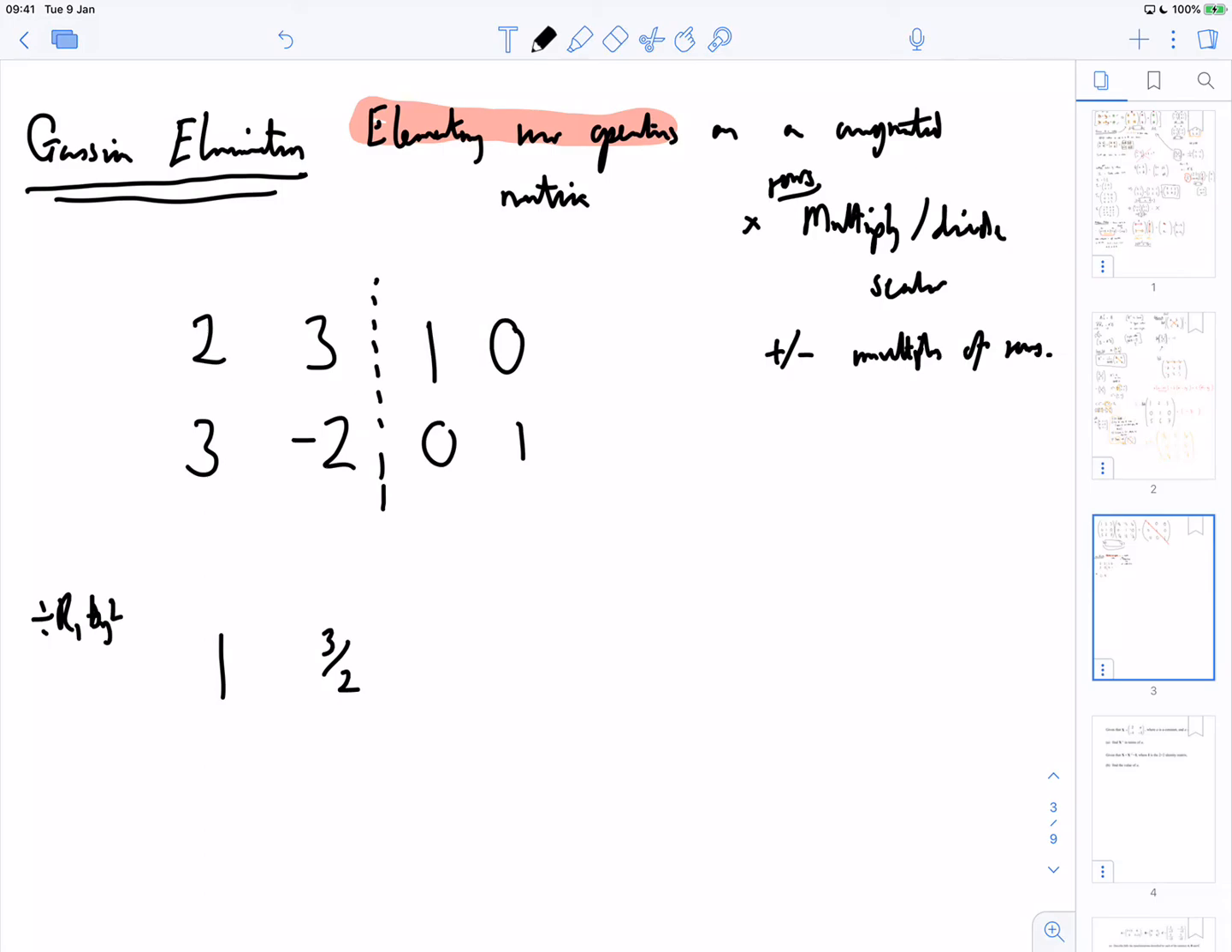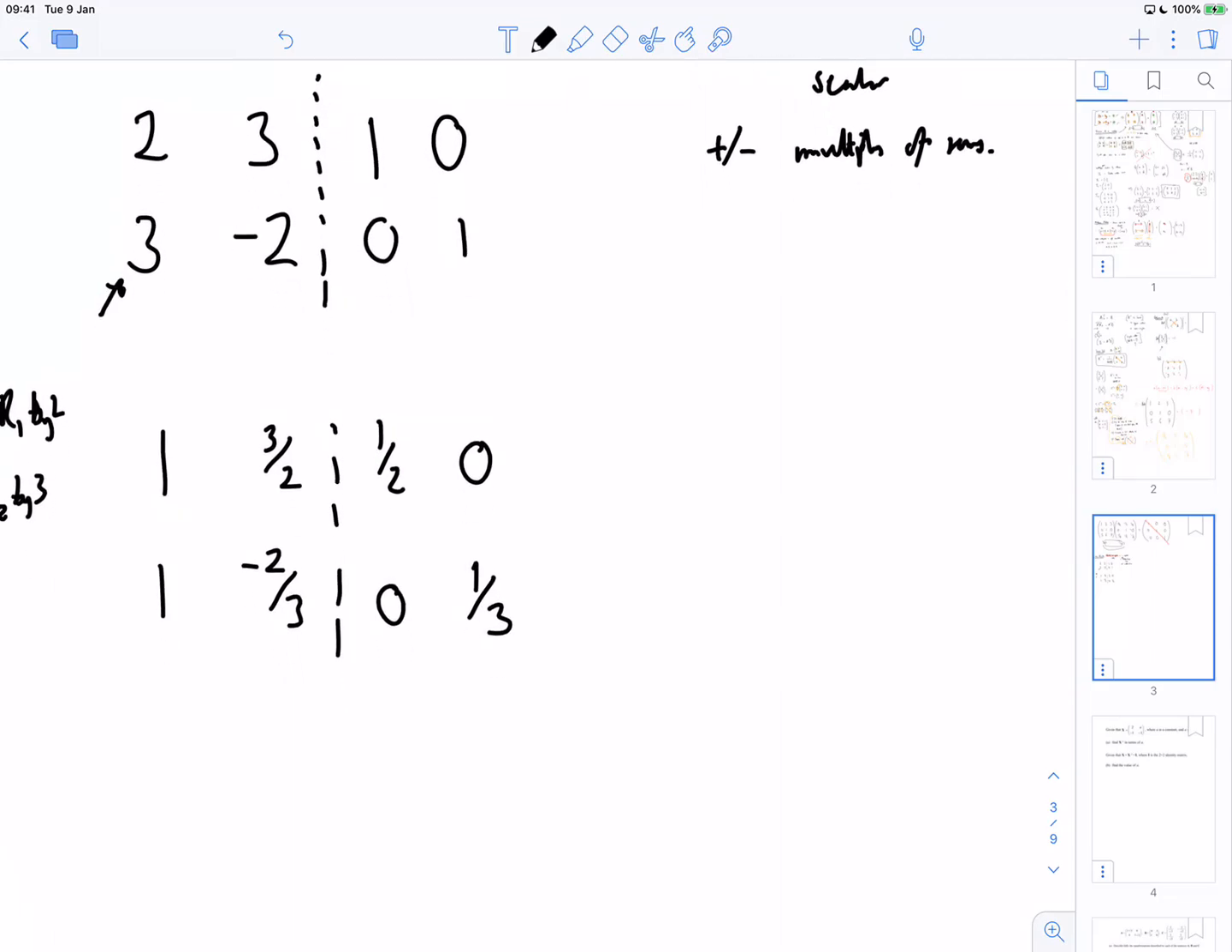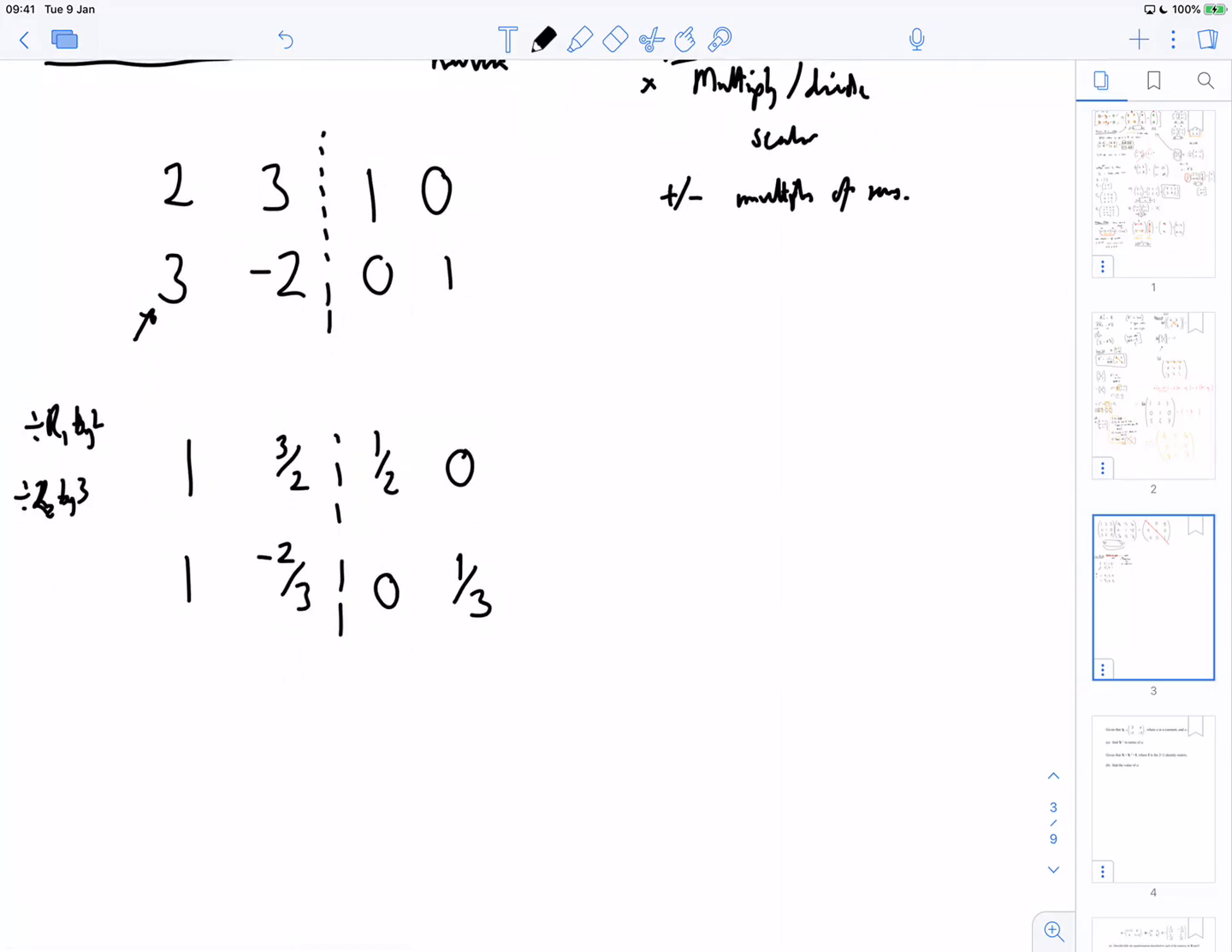And then just to make the bottom one a 1, I'm going to divide row 2 by 3 as well. So this becomes a 1 and this becomes minus 2/3. What will happen is this becomes 1/2, this becomes 0, this becomes 0, and this becomes 1/3. Now why is this good? Because I can now do the new row 2 minus row 1.